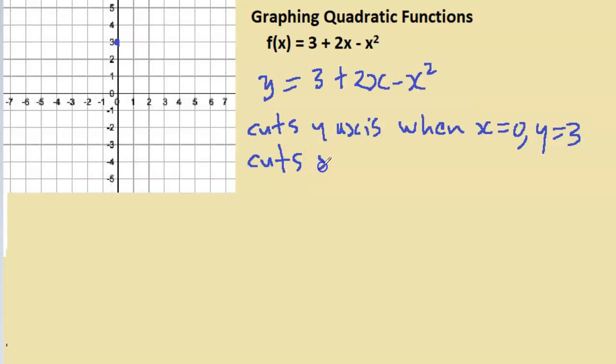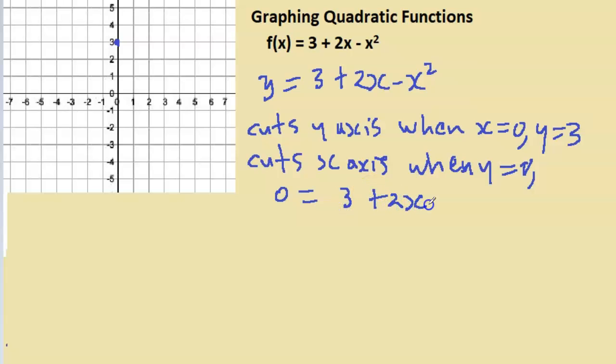The graph cuts the x-axis when y is 0. So when y is 0, 0 is equal to 3 plus 2x minus x squared. And this equation we can solve using factorization, completing the square, or we can use the quadratic formula. A is minus 1, B is 2, C is positive 3, right? C is a constant. A is the coefficient of the x squared, which is minus 1.